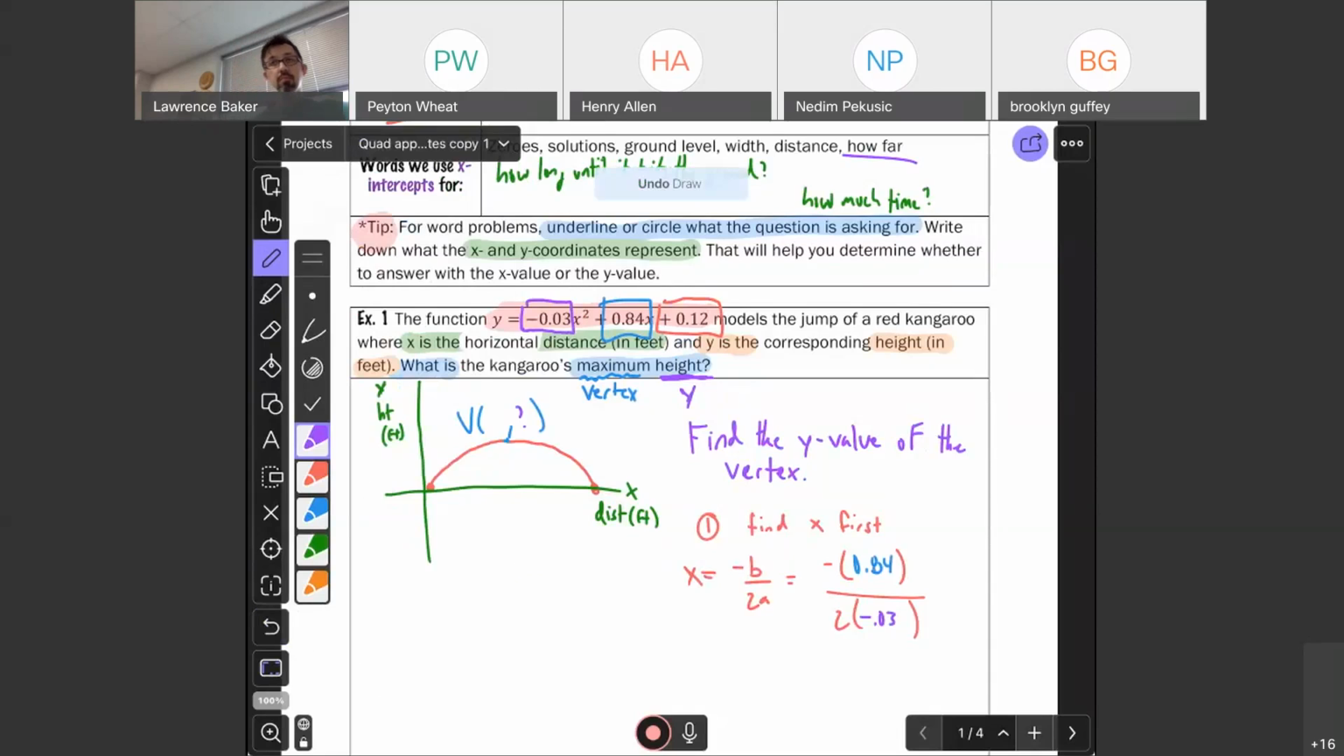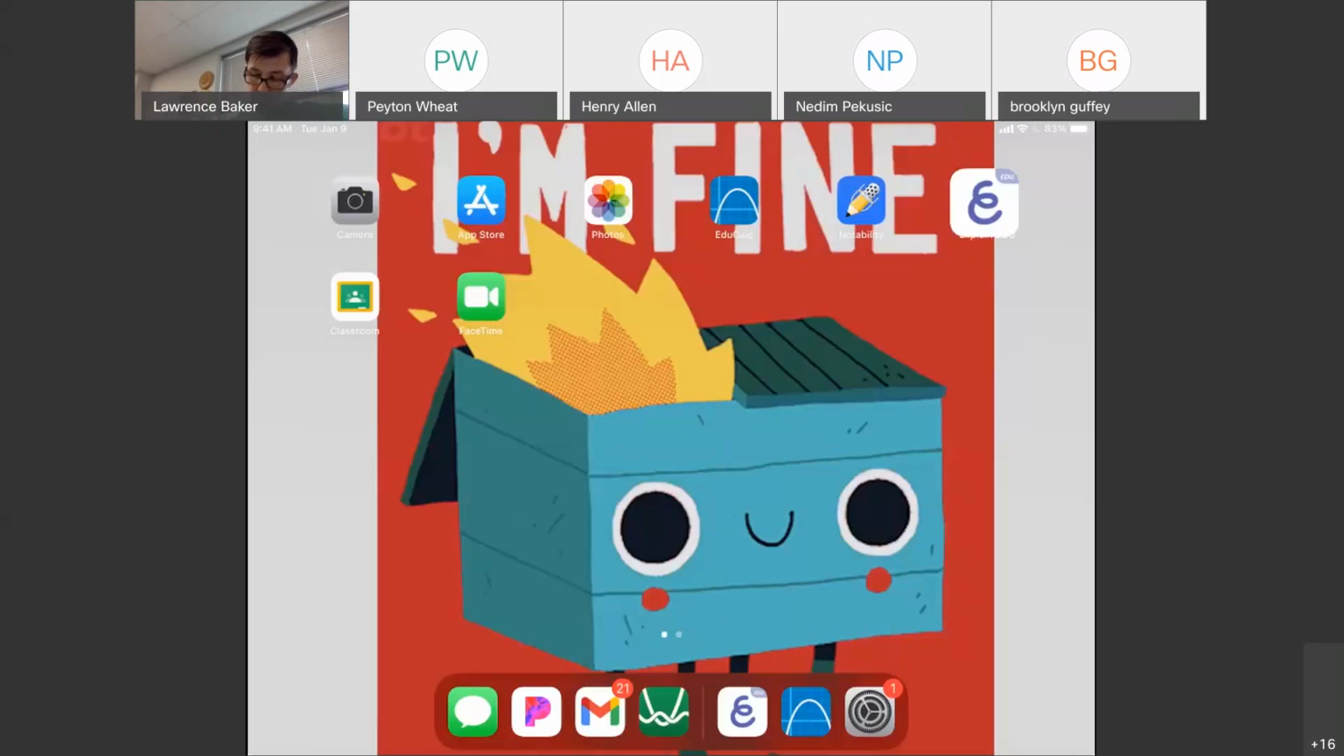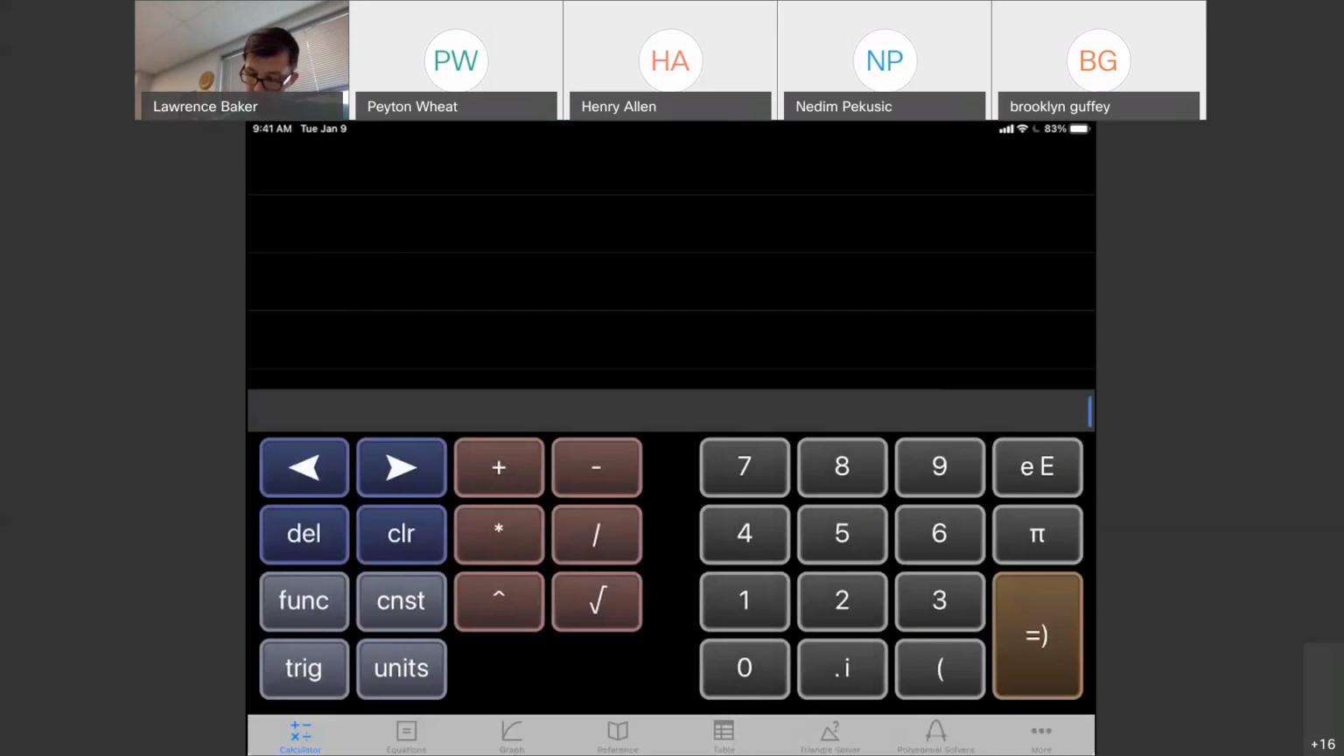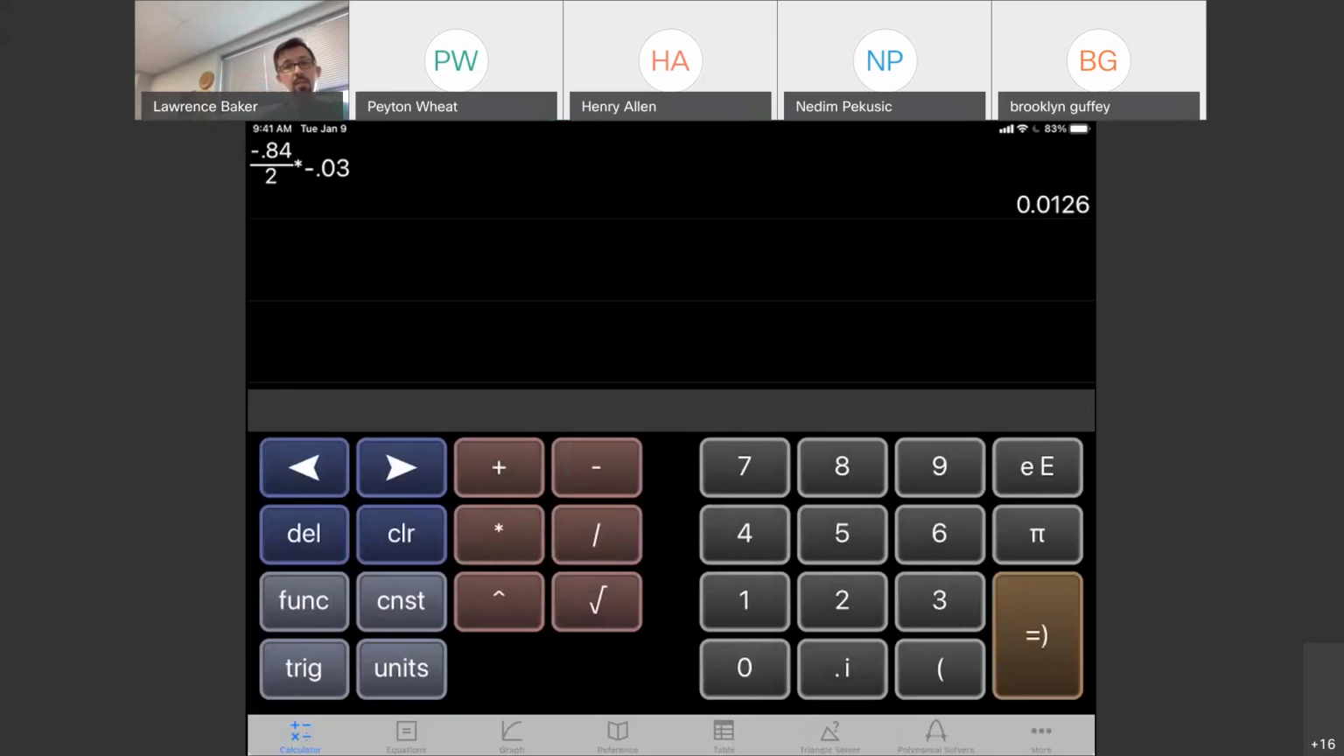Okay. Obviously, we're not doing that in our head. We need to type that in the calculator. Now you need to be careful, just like we were talking about with the last problem, about how you type this in the calculator. So if I just say, negative 0.84 divided by 2 times negative 0.03, okay? That's the x coordinate of my vertex.